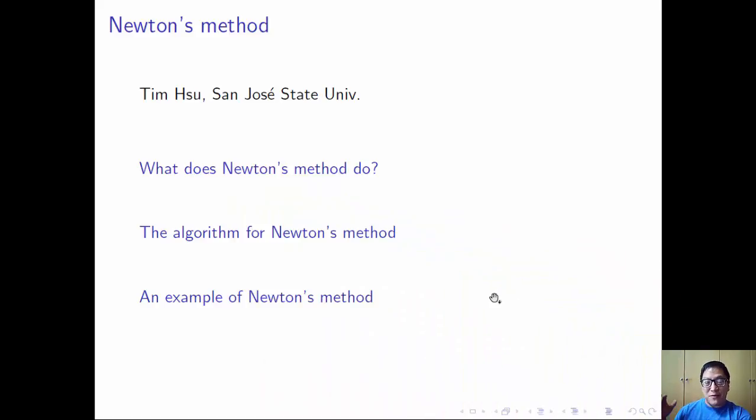I'm going to start with the most important thing, which is that I want everybody to understand what it is that Newton's method does, what the point is. I'll describe the algorithm for Newton's method, and we'll work an example.